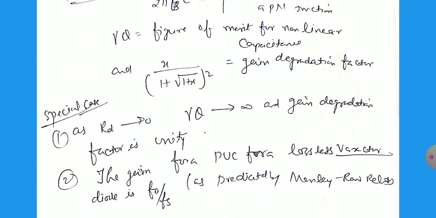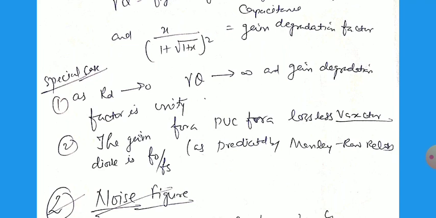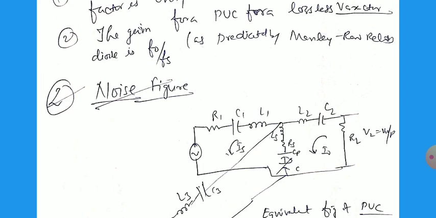In the special case, according to this equation, if Rd is zero, meaning the series resistance of the PN junction of the diode is 0, then gamma Q will be infinite and the gain degradation factor is equal to unity. The gain for a PUC with a lossless varactor diode is Fo by Fs, as predicted by the Manley-Rowe relations we have calculated earlier.